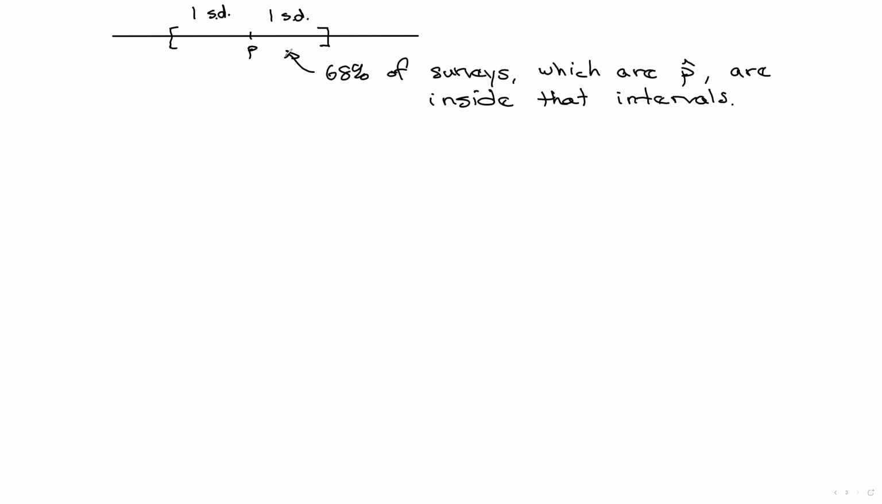What about if you switched it around and actually looked at it from the perspective of p hat instead of from p? So I'm going to draw another line here. And this time I'm going to mark p hat. So this is p hat. That's what we have. And what we can do is take this same standard deviation, this same size here, and instead of putting that around P, we're going to put it around P hat. The same size, it would be roughly something like this. And so instead of saying that 68% of surveys are inside this interval around P, we're now going to say 68% of the time, P is going to fall into this interval around P hat.